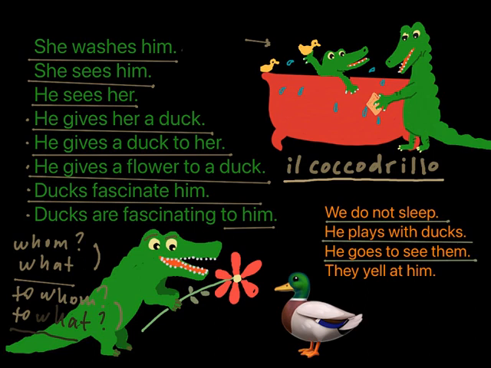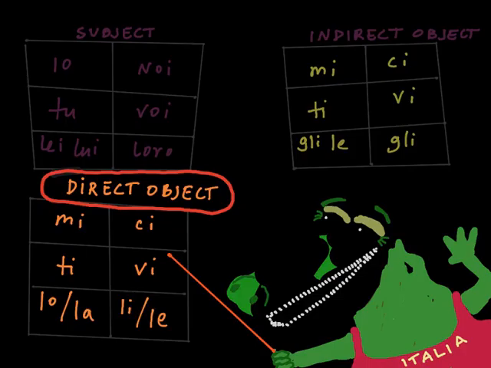And finally, they yell at him. It's an interesting one. They yell. They is the subject. Yell is the verb. At him is the indirect object because it answers the question to whom, to what? To whom are they yelling? They're yelling at him. And what do they yell? This sentence has an implied direct object. They yell words. They do not yell him. They yell something at him. Yeah? All right, so let's take a look further.